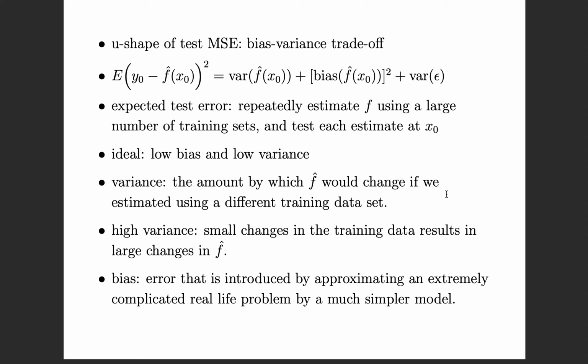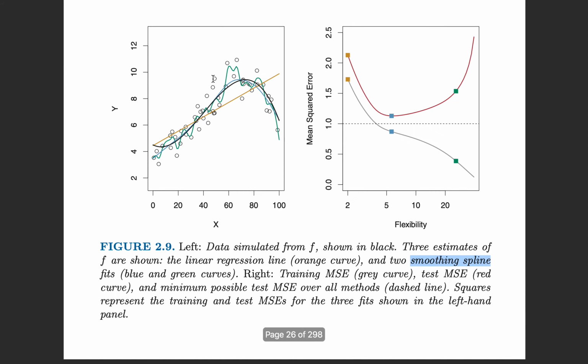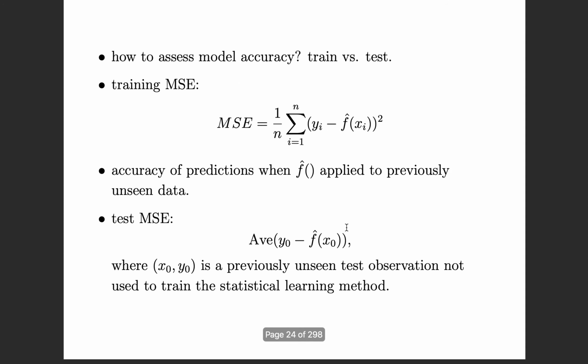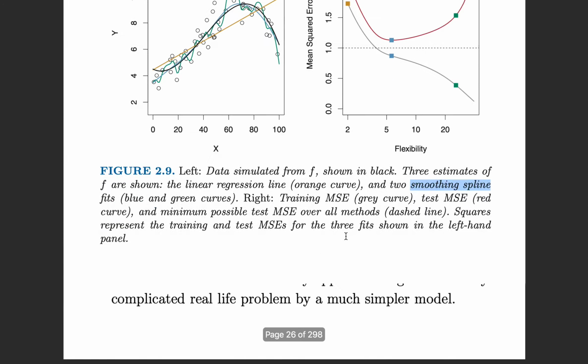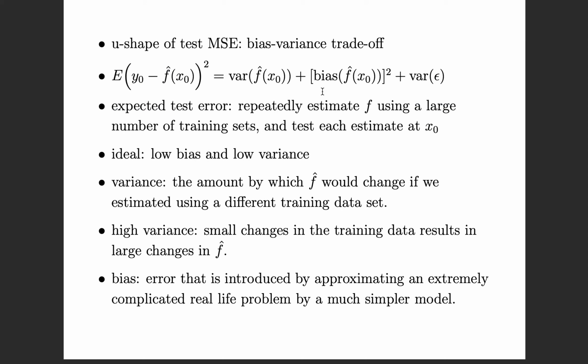So this is partially part of what is known as the bias-variance trade-off. Essentially what it's saying is that the test error, which is the expected value of y0 minus the estimate, squared, which is what we had here, this square that was missing, can be broken down into three pieces. One is the variance of the estimate, the other one is the bias of the estimate squared, and the other one is the variance of epsilon. So this is the irreducible error.